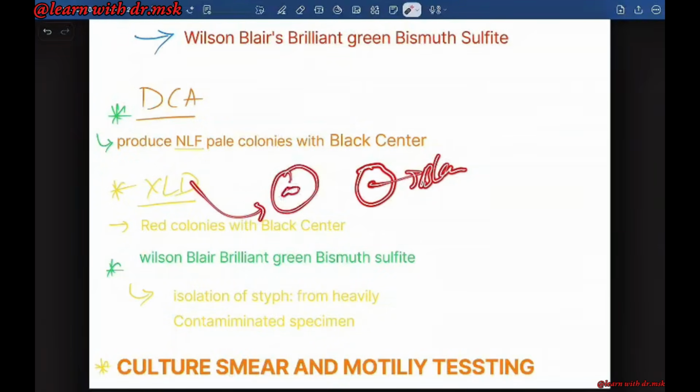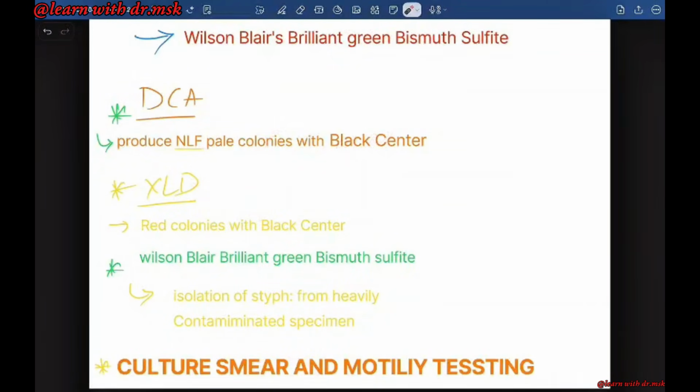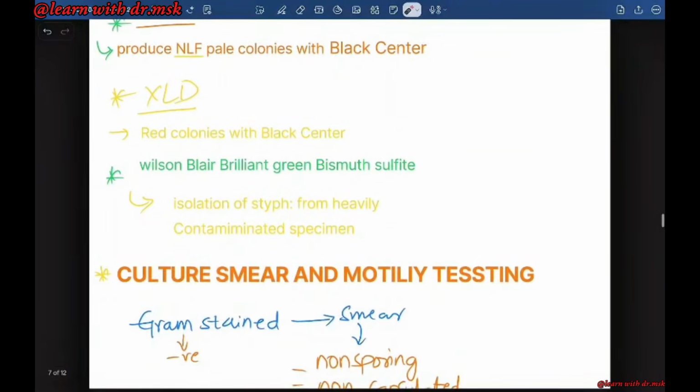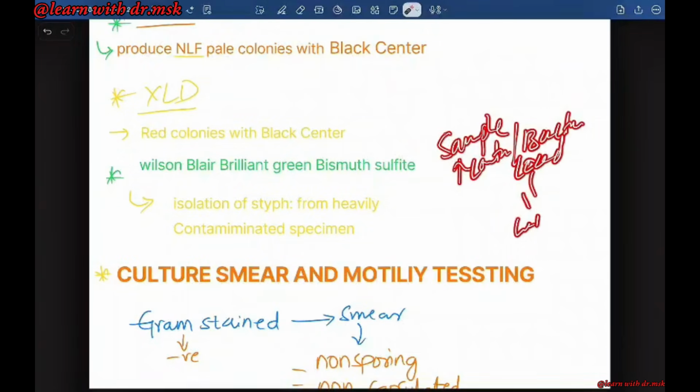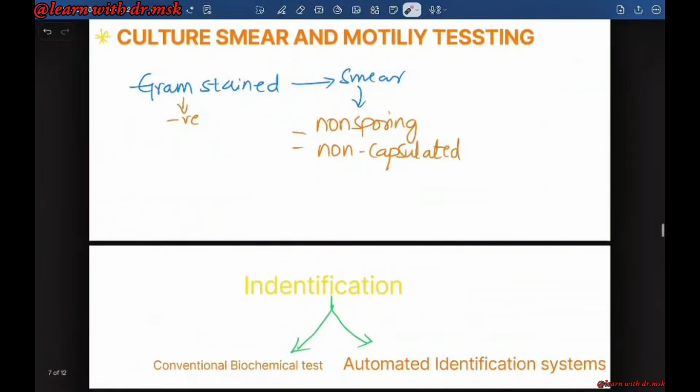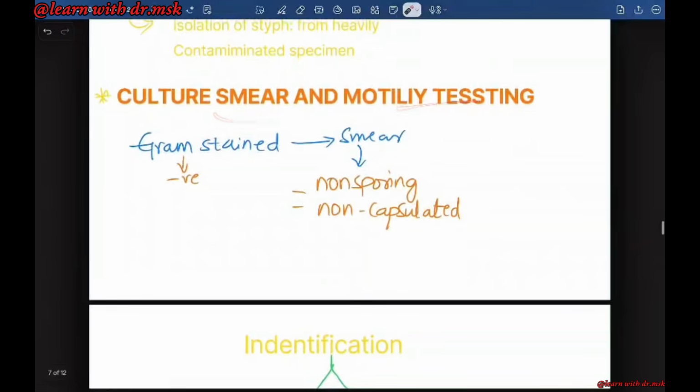In case of XLD, there is a black center, and it was covered by red color colonies. Here, pale colonies with the black center. Okay, this is simple. If a sample has high contamination or bacterial load, we can go for the Wilson and Blair to detect. Next, we can go for the culture smear and motility testing.